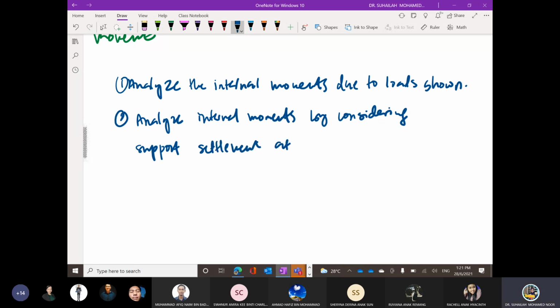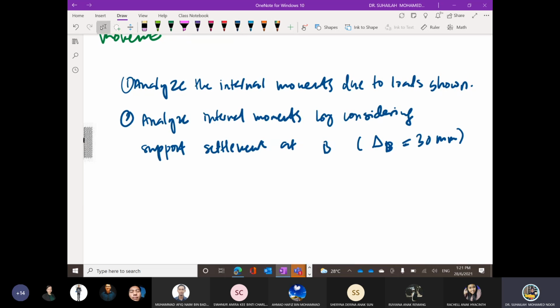Support settlement at, for example, B. Okay, B, for example, 30 mm. Okay, we do it one by one. Number one, we will analyze the internal moment due to load shown. If you have any question, please unmute and ask. Number two, we will analyze internal moment by considering support settlement at B, if the settlement is 30 mm. Okay, settlement means downward.